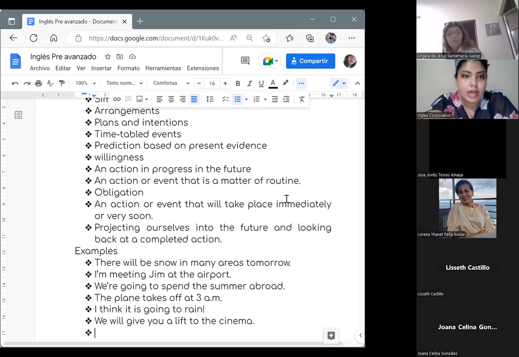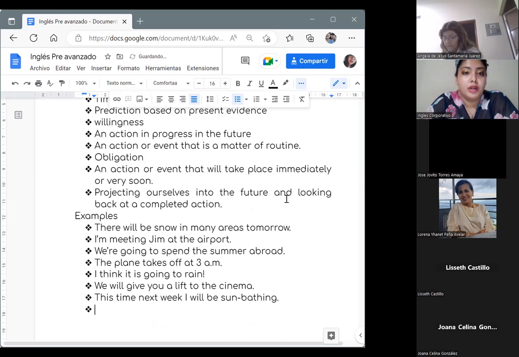Then the next one, an action in progress in the future. This time next week, I will be sunbathing. Maybe it's going to happen, but we're not sure.